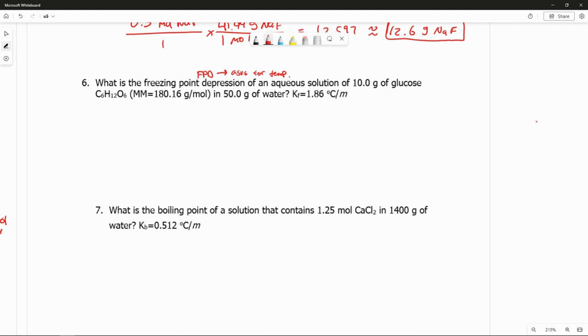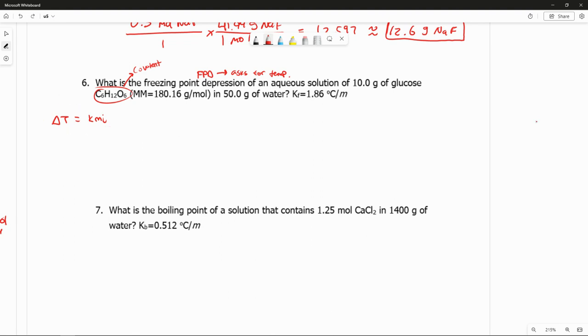All right, and so we take a look at everything in our question here. We know that C6H12O6, glucose, is going to be a covalent compound. We're going to keep that in mind for later. And we have grams. Okay, so what equation do we have to use? Well, we're solving for temperature, T. We have our K, KF, we can find the molality, and we can find the I.